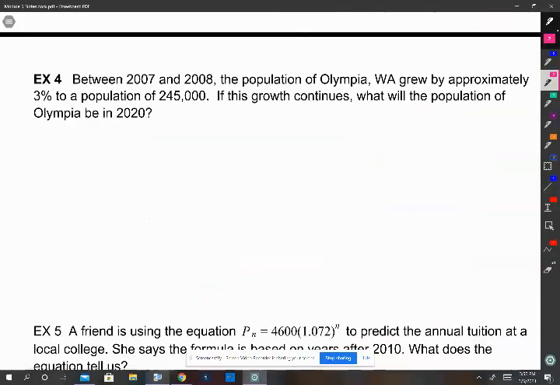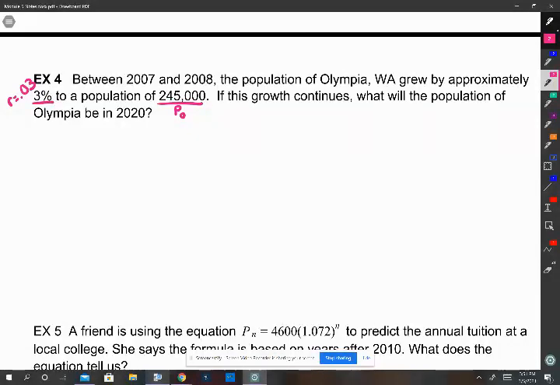It talks about the population in Olympia, Washington, and it says it's growing at approximately 3%. So this is our r value. If I change it to a decimal, this is 0.03. The population in 2008 is your initial population. And it says if this growth continues, what will the population of Olympia be in 2020?